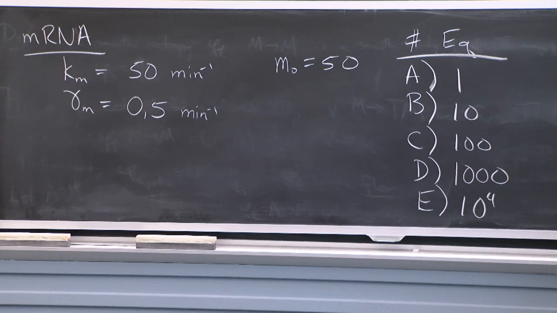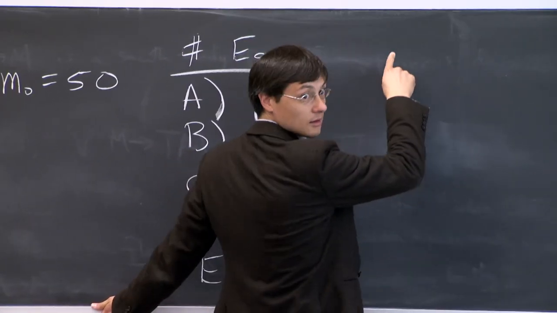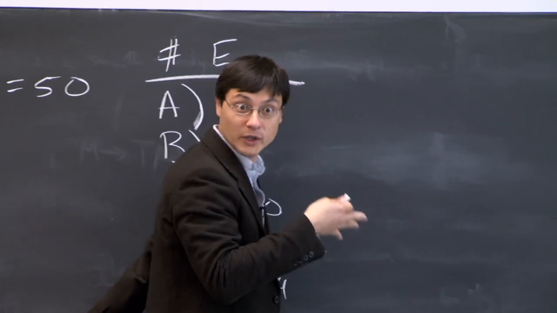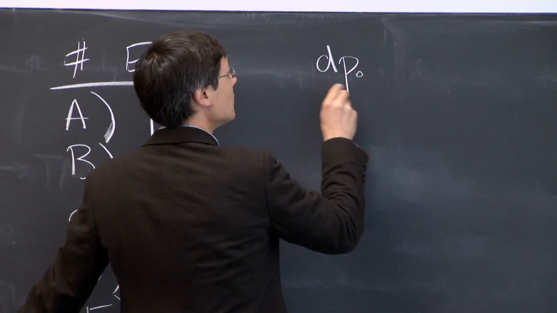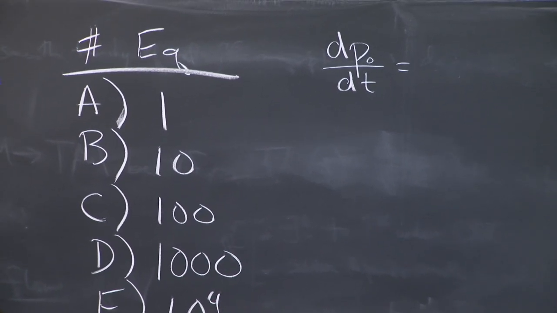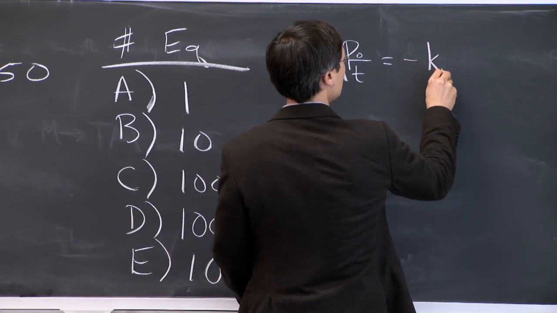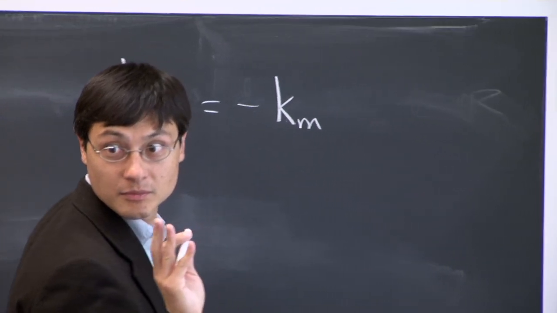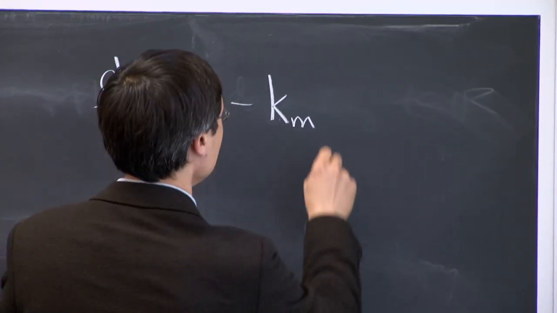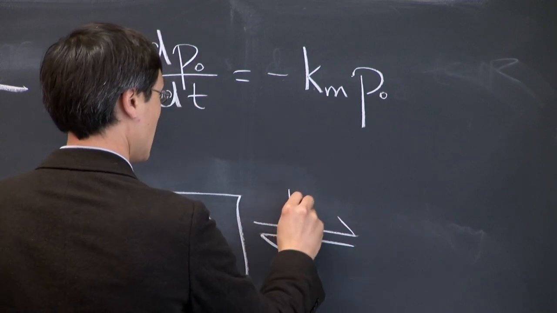Do you understand the question? We need a different equation for each of these probabilities. So in principle, the master equation gives us an infinite number of equations. We have d of the probability of having zero mRNA with respect to time. Does anybody have any idea what this is going to be? We have a minus km times p0, because if we start out down here at p0, now we have km.